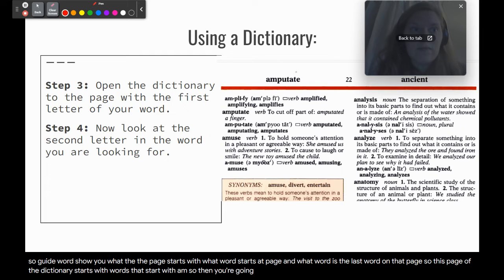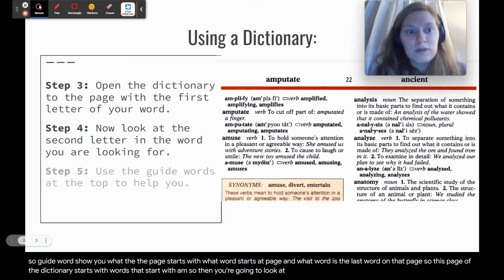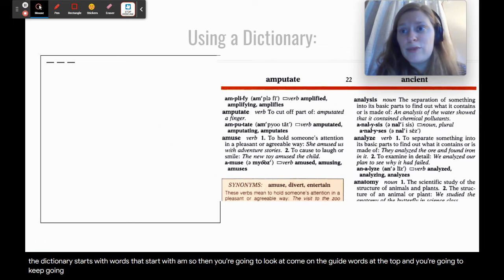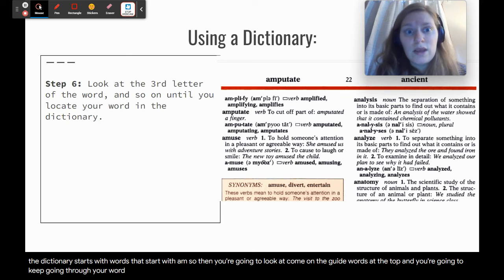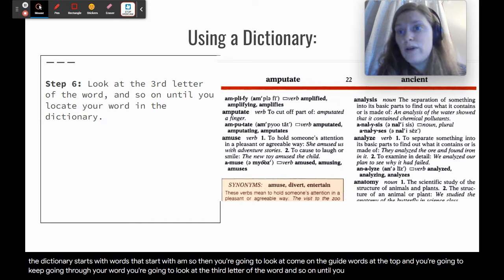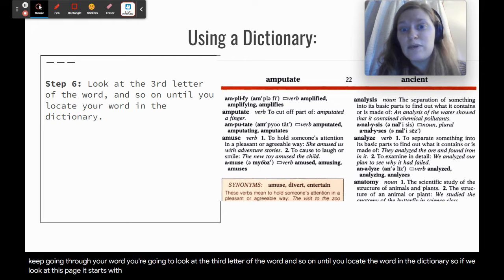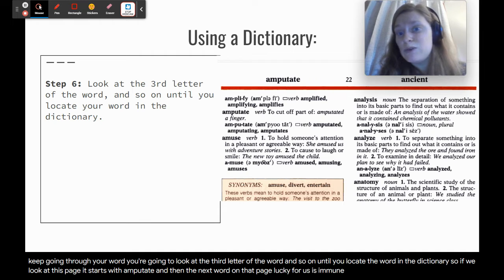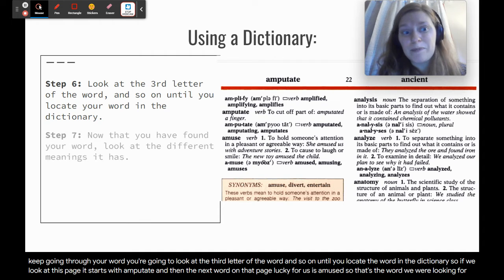So then you're going to look at the guide words at the top, and you're going to keep going through your word. You're going to look at the third letter of the word and so on until you locate the word in the dictionary. So if we look at this page, it starts with amputate, and then the next word on that page, lucky for us, is amuse. So that's the word we were looking for.